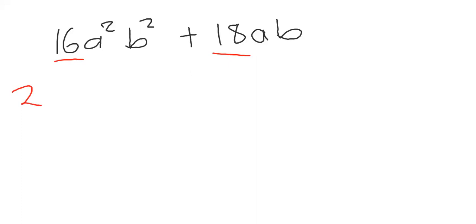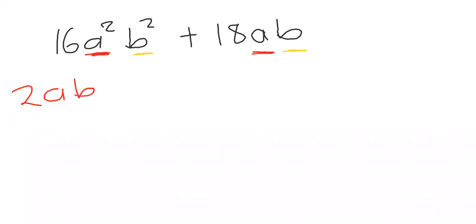Then after that, I go and check my variables. I have an a here, and an a here. Here I have a squared, and here I have a to the power 1. So I take the one with the lowest power outside, and that is the one with a power of 1, which is a. I do the same thing for the next variable, which is b. I take the one with the smallest power outside the bracket, which is b.